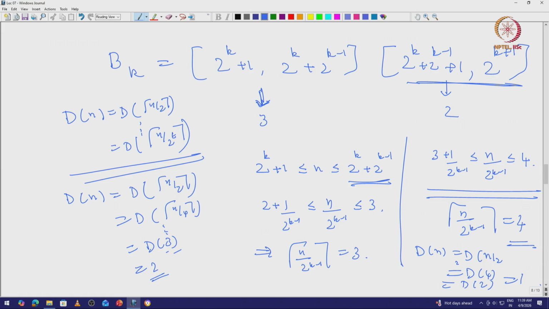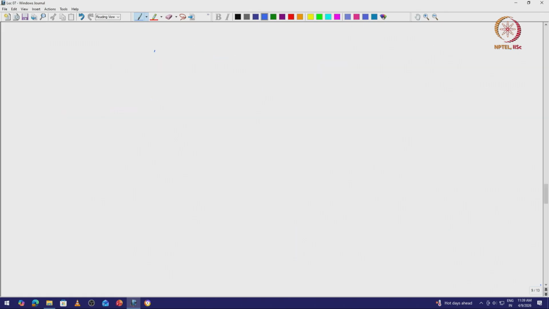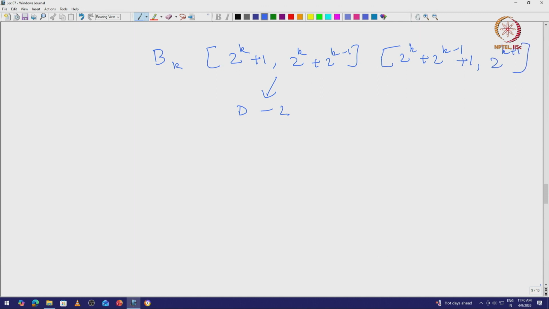Okay? That means my block of numbers Bk is defined by 2 power k plus 1 to 2 power k plus 2 power k minus 1. For all these guys, the difference will be 2. And for all these guys, 2 power k plus 2 power k minus 1 plus 1 to 2 power k plus 1, for all these things, the difference will be 1.